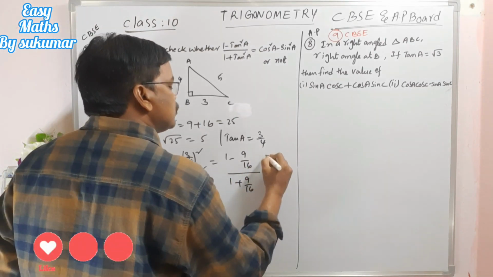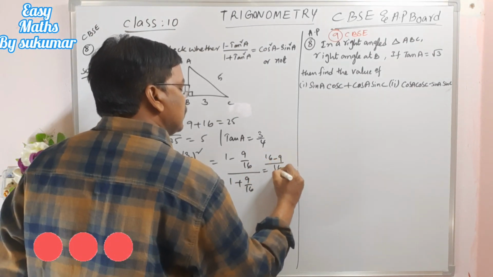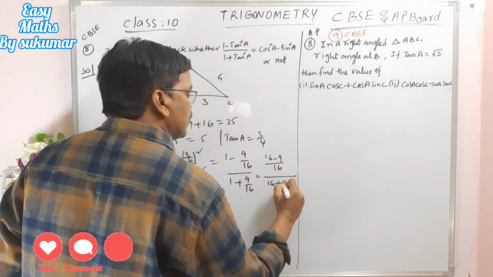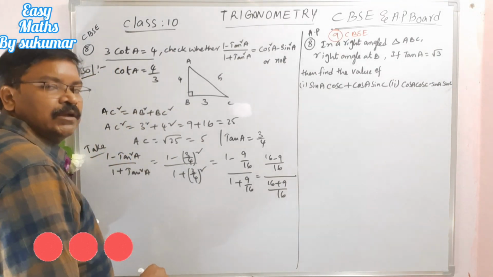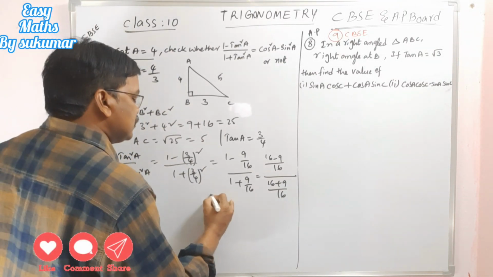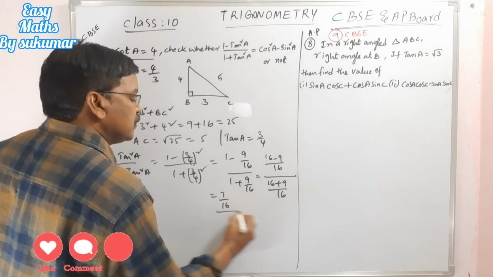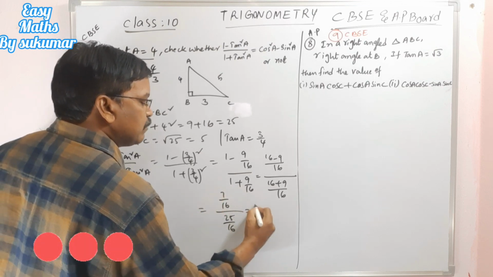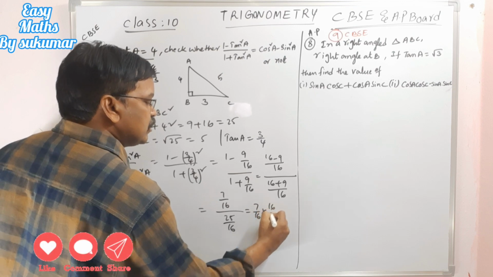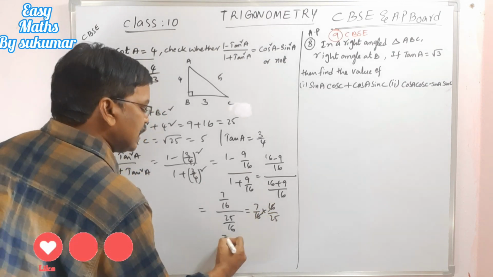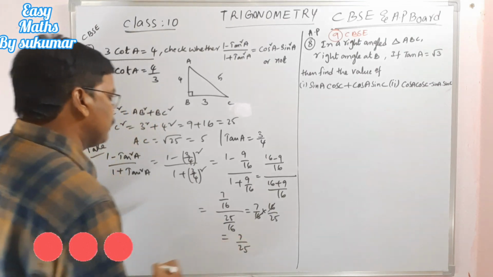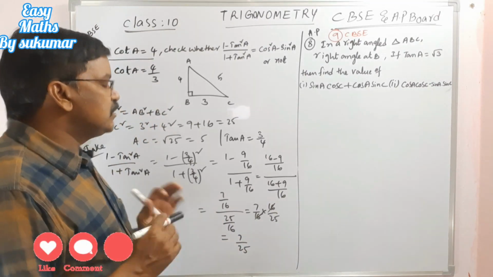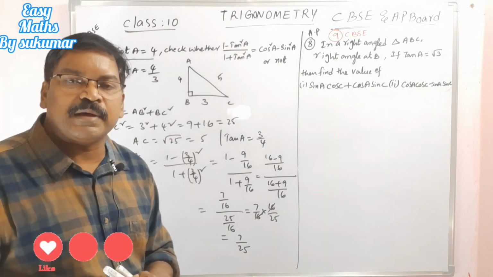So this is equal to 16 minus 9 by 16 whole by, my dear students, 16 plus 9 by 16. Okay, what is 16 minus 9? That is equal to 7 by 16 by 25 by 16. So this is equal to 7 by 16 into 16 by 25. Now both get cancelled. This is equal to 7 by 25. This value should be equal to cos square A minus sin square A.